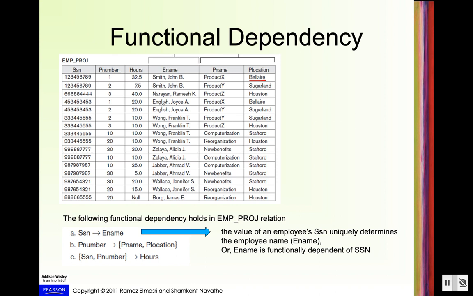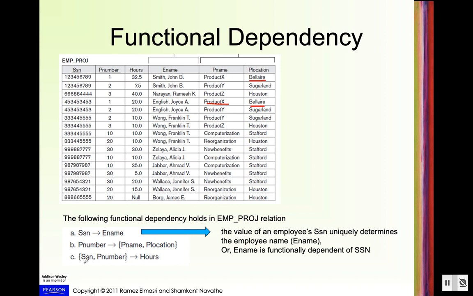Again, another functional dependency exists in this table: SSN and p number determine the value of hours. That means for each record of SSN and p number, if they are the same, their total number of hours will also be the same.